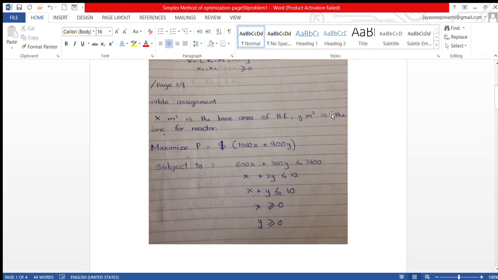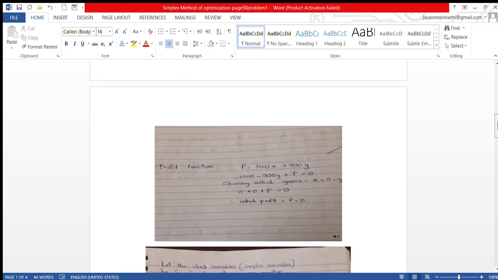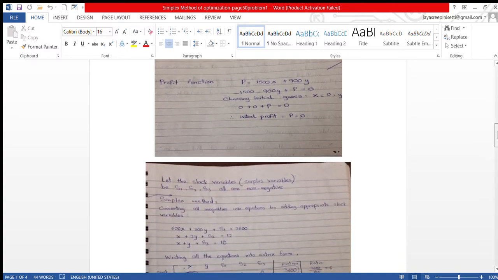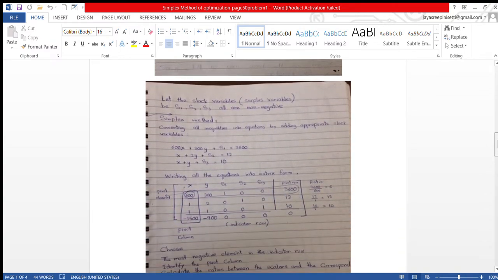So once you set up an optimization problem like this, then go to the next phase. In the simplex method, you have to set up a simplex table, and once you set up this simplex table, you have to do some row operations, and at the end you will get the optimized variables and the maximum profit.